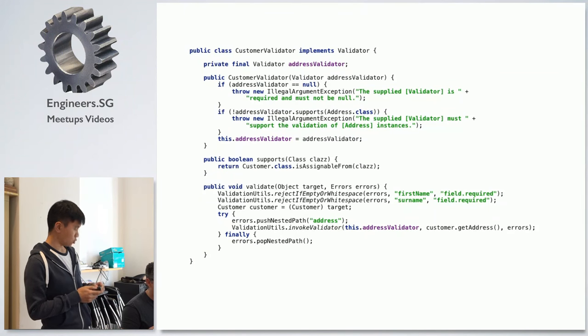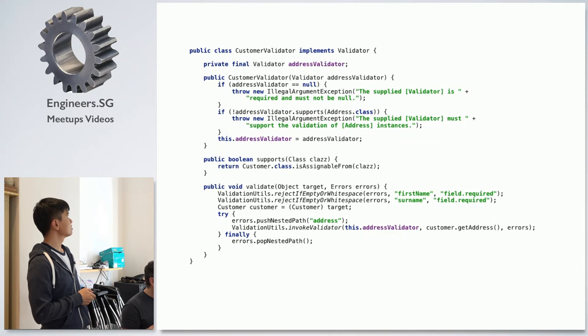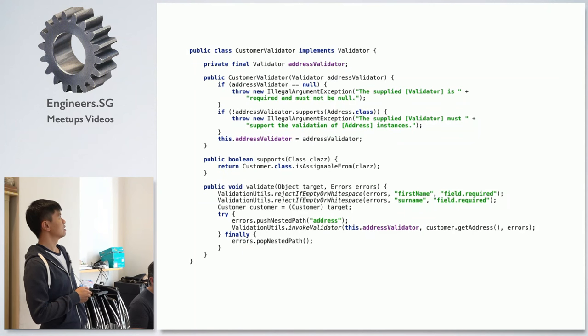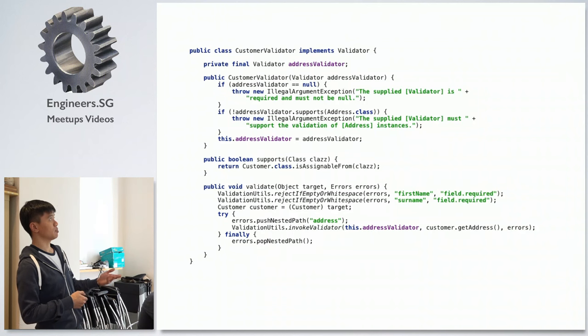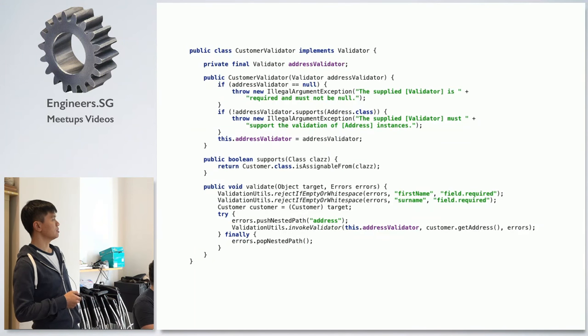First you need to implement a validator interface, and then you have a constructor. In this case, a customer has an address, so it takes in an address validator as well. Do some checks, check that it actually supports the class, and that's the constructor. Then there are a few methods that you need to implement when you have a validator. One is supports, to make sure that it actually supports the object you're validating against. So you just check that it's assignable from this particular class. And then that's where the meat of the work is being done, the validation.